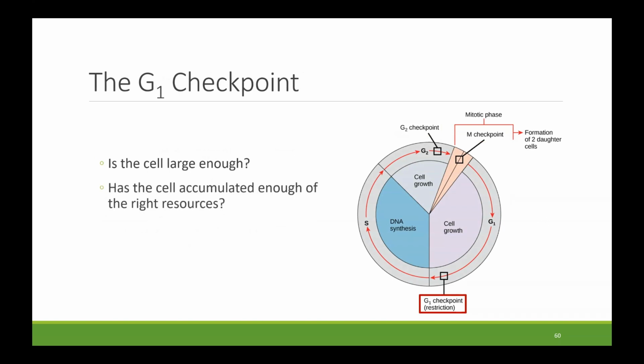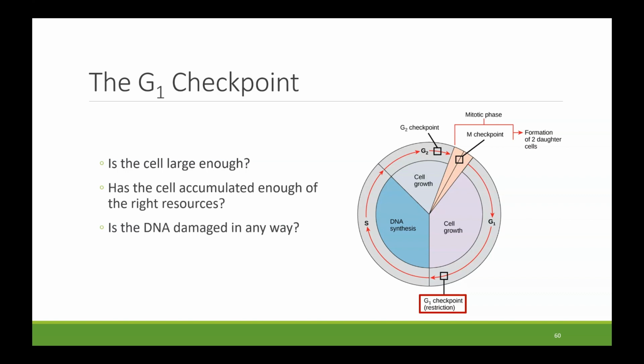Also, it will ask, have I accumulated enough of the right resources to move into S phase in the first place? And then finally, is the DNA damaged in any way? Has it incurred any mutations? Because if there are harmful mutations in the DNA, the cell doesn't want to make things worse by copying those mutations in S phase and then passing them down to the daughter cells.